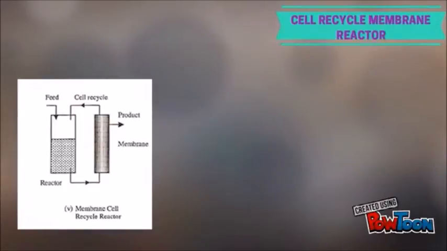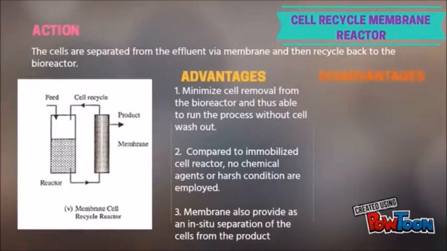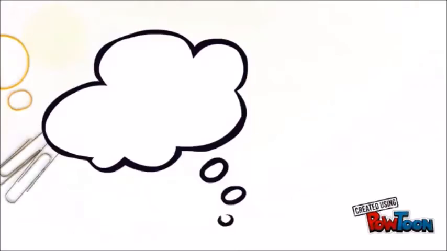Cell recycle membrane reactor. The mode of action: the cells are separated from the effluent by a membrane and then recycled back to the bioreactor. The advantages: minimizes cell removal, no chemical agent added, and also provides in situ separation of the cells from the product. Disadvantages: high membrane cost and membrane fouling with fermentation broth.